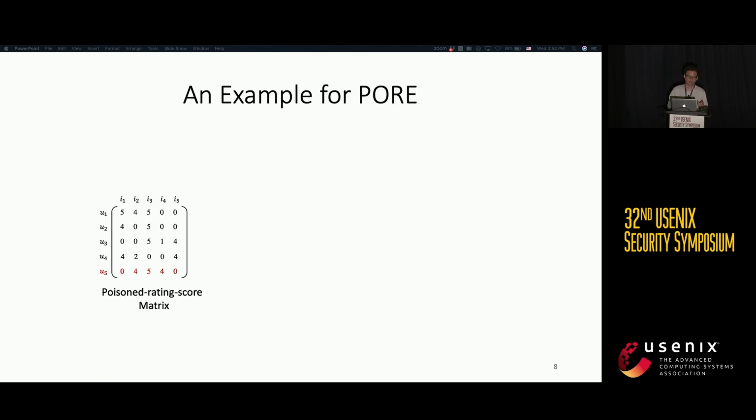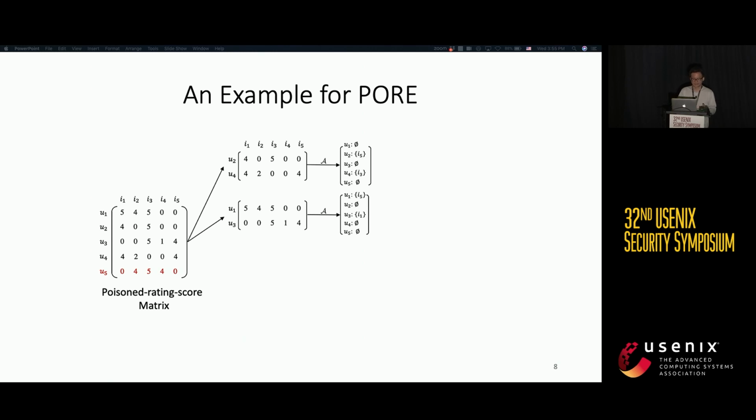So suppose we have a poisoned rating score matrix. Here U5 is a fake user. We randomly sample 2 users, here U2 and U4, to create a sub-rating score matrix. Then we use an arbitrary recommender system algorithm to build a base recommender system. This base recommender system will recommend the items for the sampled users. Note that it cannot make recommendations for other users that are not sampled because they do not appear in this sub-rating score matrix. Then we randomly sample another 2 users, build a base recommender system, and use it to recommend the items for the sampled users.